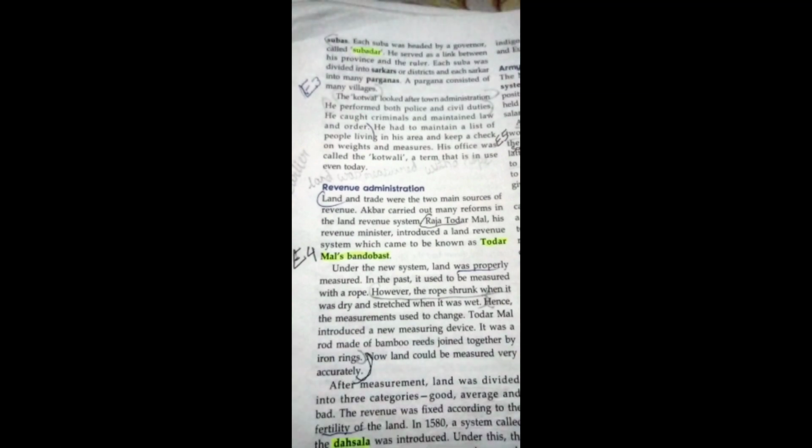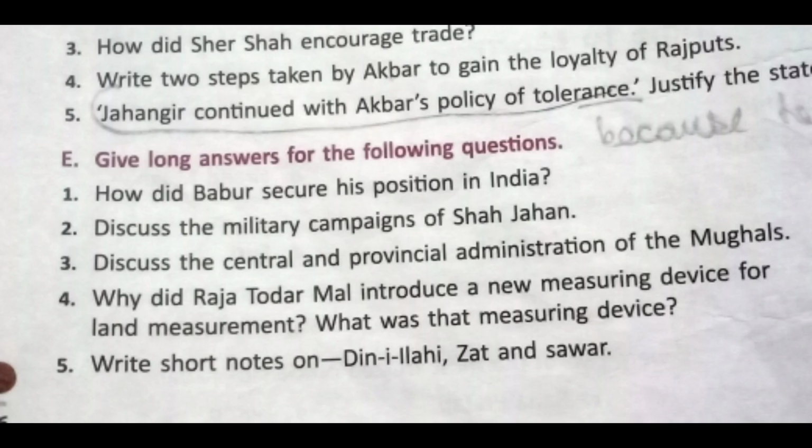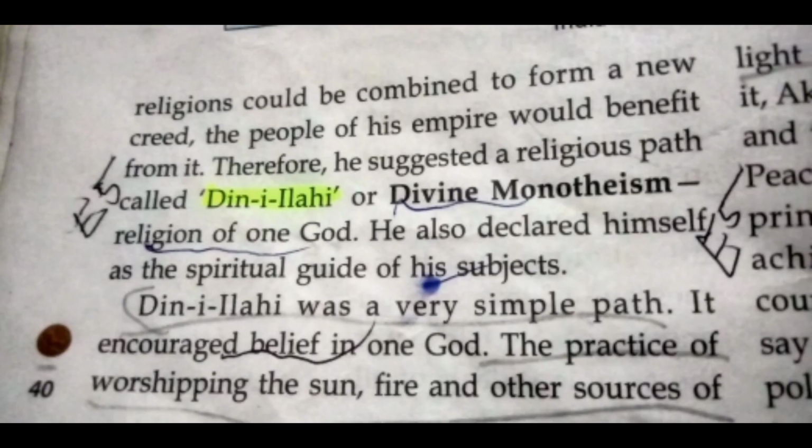Next question, that is the fifth question. Write short notes on Din-i-Ilahi, Zat and Sawar. So now let us start with Din-i-Ilahi. The religious path suggested by Akbar was called Din-i-Ilahi. That means religion of one God. He preached that love, respect and peace are the essence of all religion.